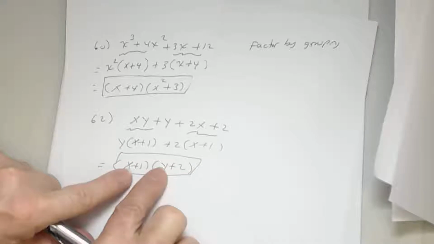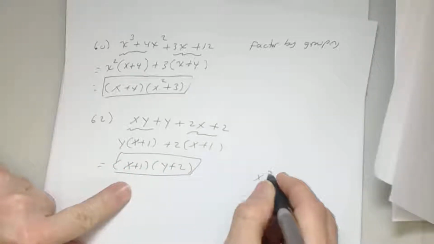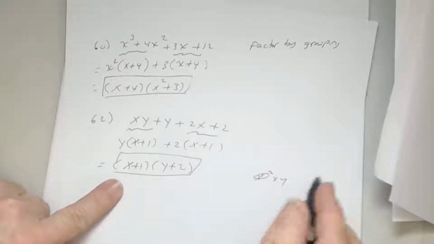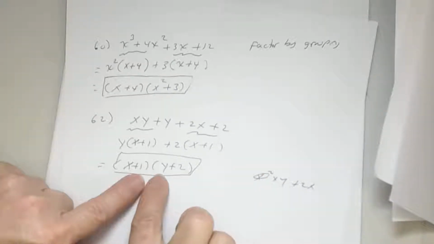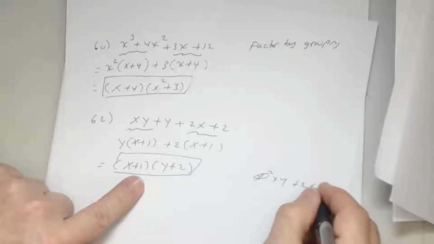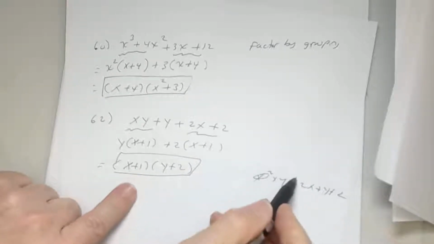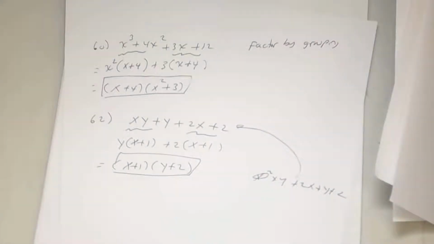First times first, what do you get? XY, yes, XY. The outer, what do you get? 2x. The inner, what do you get? Y. And the last, what do you get? 2. Is that what this was? Yeah. Okay. That's what that was. All right, so factor by grouping.